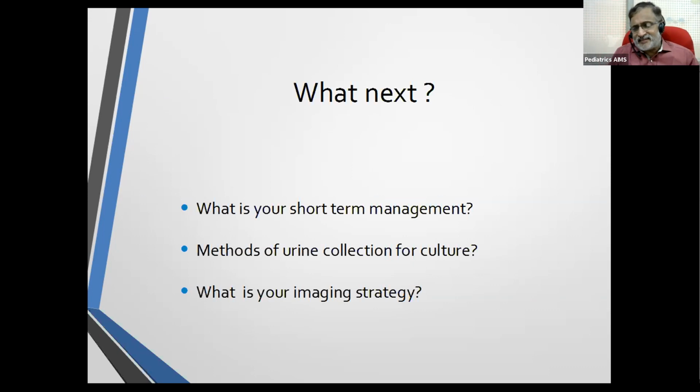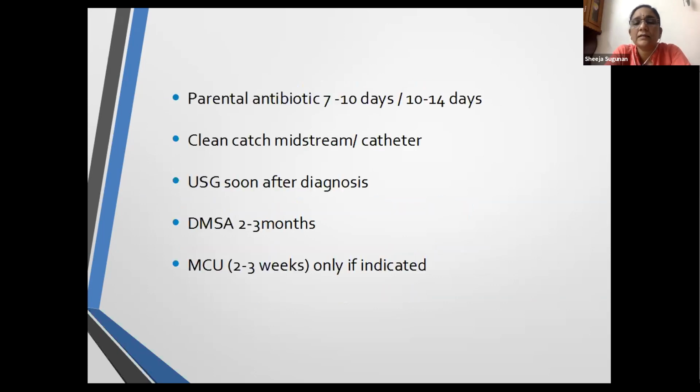So what about her imaging strategy? This child definitely has a complicated UTI. Otherwise also, the child definitely requires an ultrasound abdomen to look for the kidney size, any perinephric collections, any hydronephrosis. That part is mandatory. And subsequently, he also needs a DMSA scan. And if you find something abnormal in the ultrasound or in the DMSA, he will require an MCU. Otherwise, routine MCU is not needed.